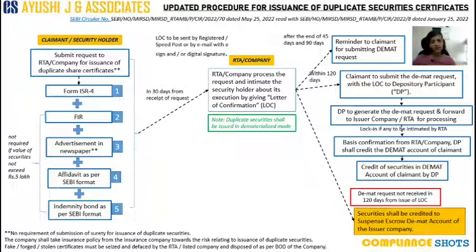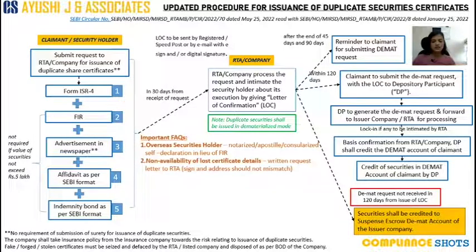Now coming to some important FAQs. What is required in place of FIR in case of an overseas security holder? An overseas security holder, in lieu of FIR, can provide a self-declaration of the security certificates, which shall be notarized or apostilled or consularized as per the membership in Hague or Commonwealth, along with self-attested copies of a valid passport and address proof of overseas.